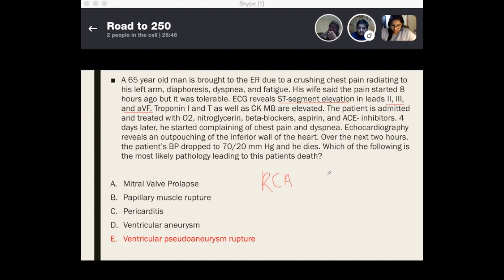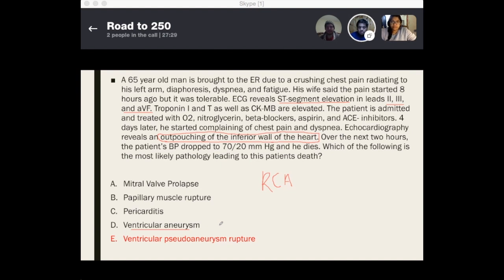Okay. So the circumflex is the lateral side, and then the left anterior descending does the anterior septal, which is lead 1 and lead 2, and I think also lead 3 and lead 4. And I guess the biggest thing that you can take is this outpouching of the inferior wall of the heart. Because there's an outpouching and it's 4 days after, that's why it's a pseudoaneurysm. If it was a true aneurysm, which is this one, ventricular aneurysm would be a true aneurysm, this would happen 2 weeks to several months after an MI.